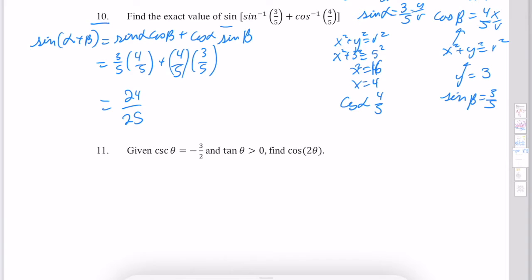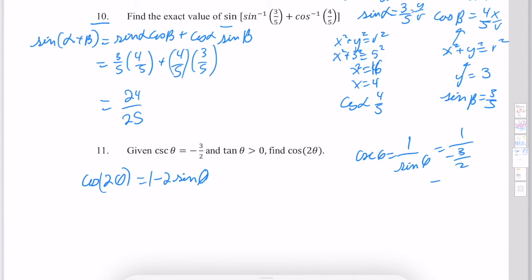Next, given that cosecant is -3/2 and tan of theta is greater than 0, I want to find cosine of 2 theta. So I can find cosine of 2 theta using multiple formulas, but I'm going to use cosine of 2 theta equals 1 minus 2 sine squared theta. Now, I'm given cosecant. Cosecant of theta is 1 over sine theta. So if I take 1 over -3/2, that's going to give me my sine, which is -2/3.